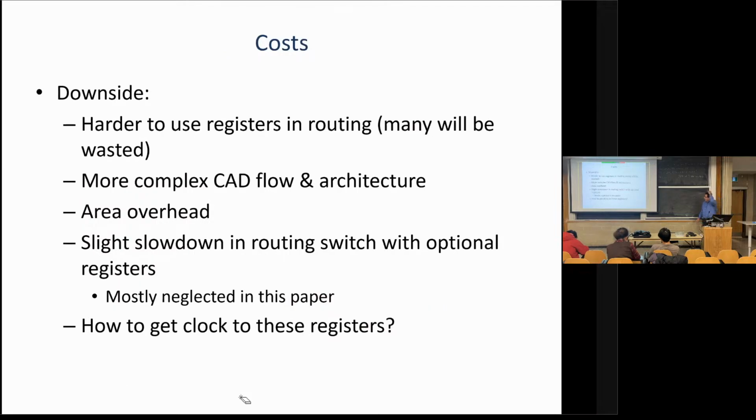Okay, what are the costs? It's harder to use registers in the routing. Those registers in the logic block, we have all this muxing to get to them, which means we can get to them from anywhere. The registers in the routing are going to be connected probably to an individual routing wire. They're harder to get to. There's more chance of wasting them. It's going to change our CAD flow and our architecture in a pretty big way, so this should not be a tie.